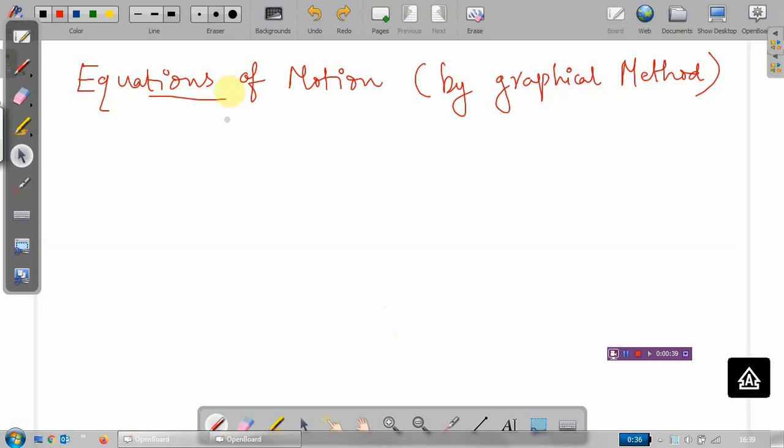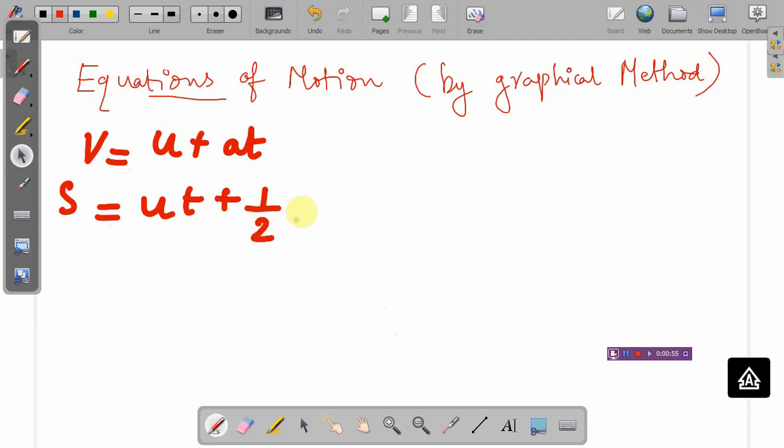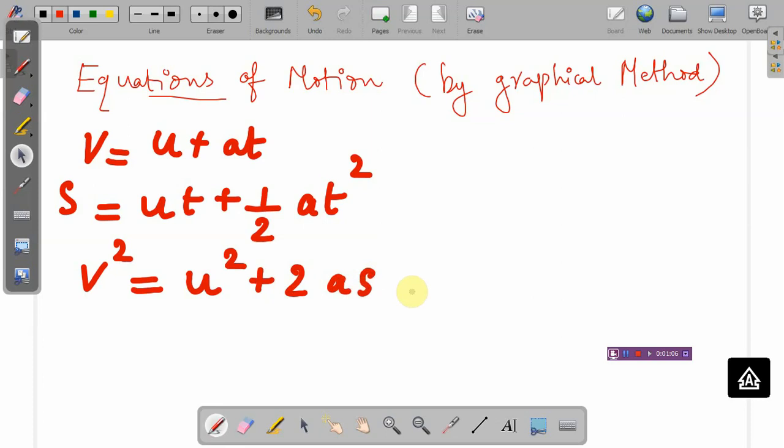These are the three equations of motion. They are V is equal to U plus AT, S is equal to UT plus half AT square, V square is equal to U square plus 2AS.